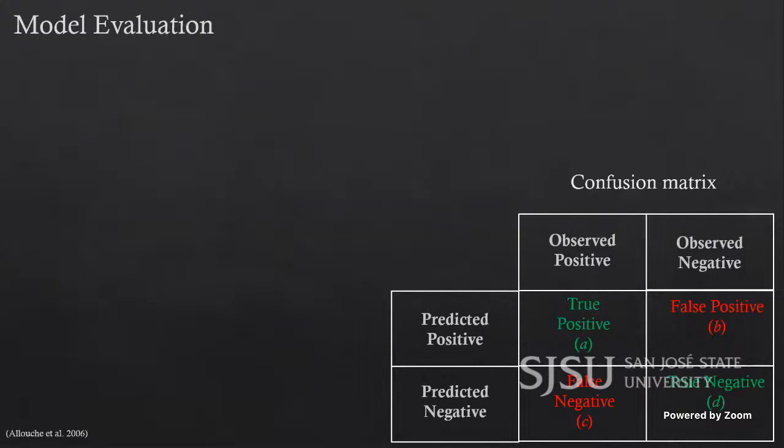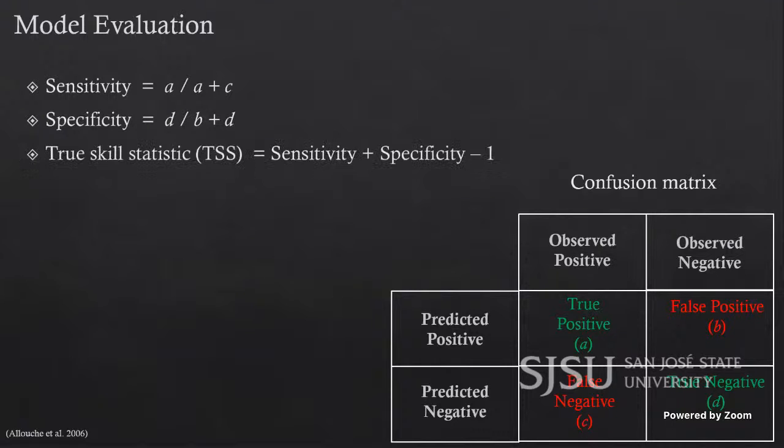Due to some inherent limitations in using AUC, I employed additional measures of model accuracy, and these were derived from this 2x2 confusion matrix you see on the bottom right corner. Sensitivity is the probability that the model will correctly classify a presence, whereas specificity is the probability that the model will correctly classify an absence. Using these 2 values, you can get the true skill statistic, or TSS. You do this by adding sensitivity to specificity and subtracting 1.